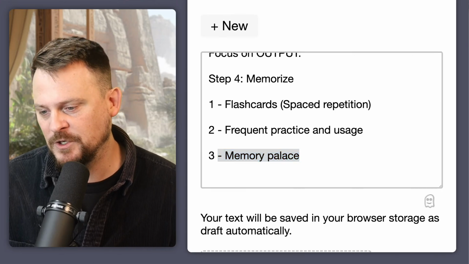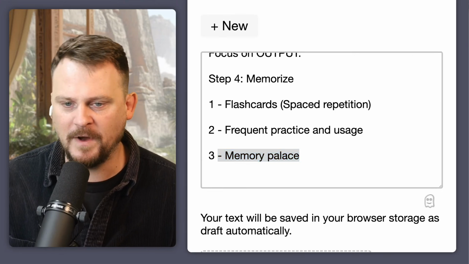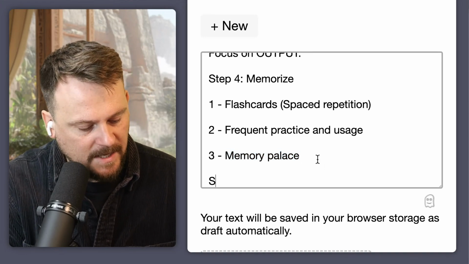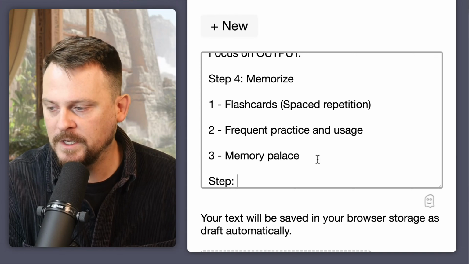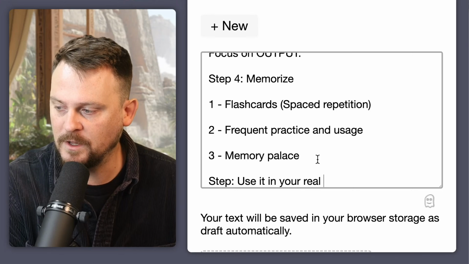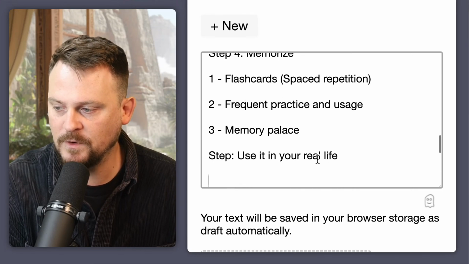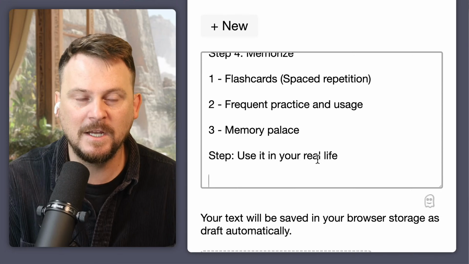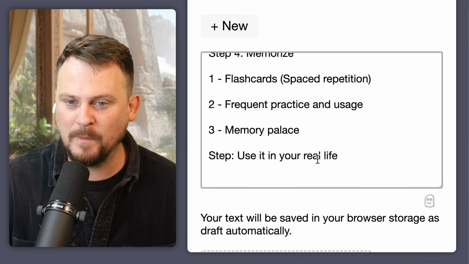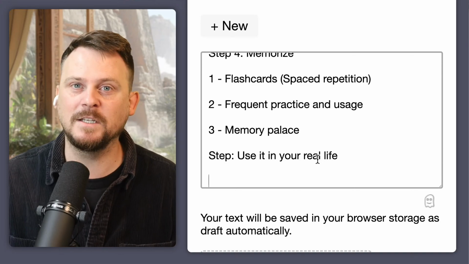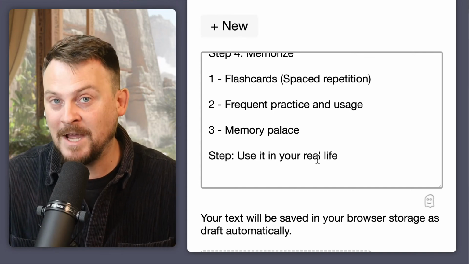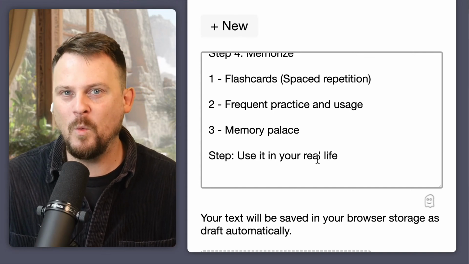And the final stage, step 5. Step 5 is very simple. Step 5 of learning a word is to simply use it in your real life. That's it. Use it in your real life. So practice it, not as practice, but in a conversation. You see an opportunity to use it? Use it. See an opportunity to use it in your email? You know when it's natural, when it's awkward, when to use it.